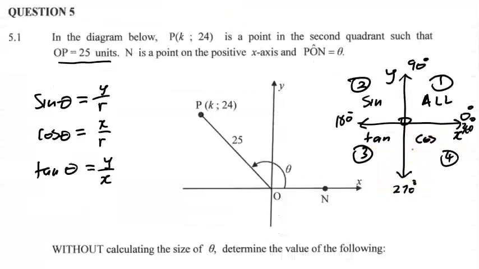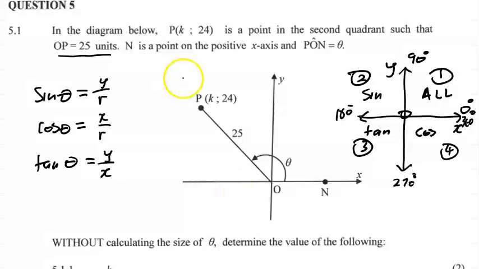Let's complete our diagram by dropping down this perpendicular. Remember that they tell us that P(K; 24) is a point in the second quadrant. In the second quadrant, x is negative, and r is positive, y is also positive. So that's your x value, that's your y value, such that OP is 25 units.